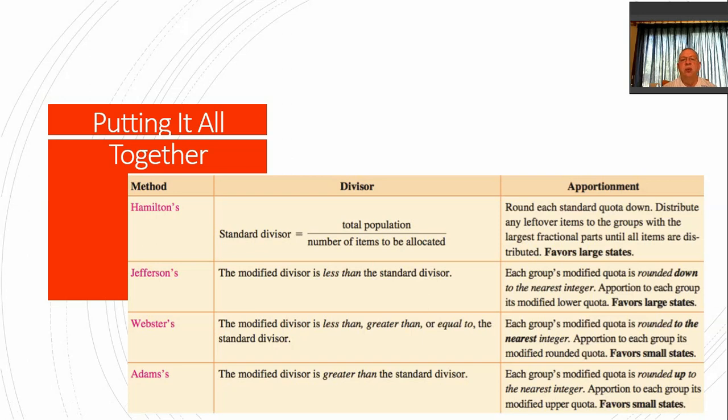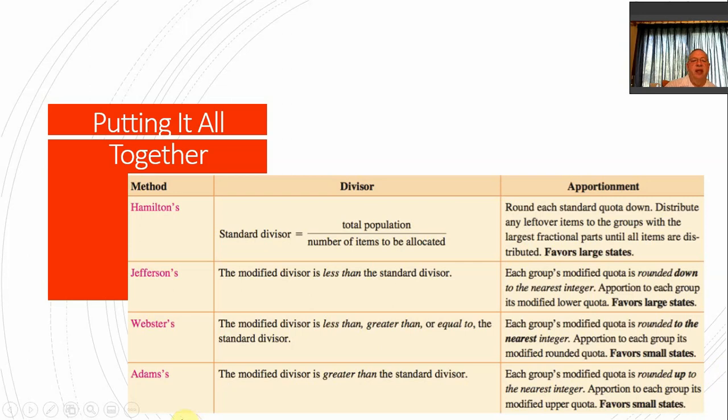And then Jefferson, I'm going to do a modified divisor down a little bit from the standard divisor. I go to the modified quota, round it down, and then I'm going to apportion to each group its modified lower quota, and look at that and see if that adds up to the appropriate number of seats. Webster's, I can do a modified divisor. It can be less than, greater than, or equal to the standard divisor. And here, the modified quota is rounded to the nearest integer, whichever it is, up or down. And then I apportion to each group its modified rounded quota, and add them up, making sure they add up to the correct number of seats, and that favors small states.